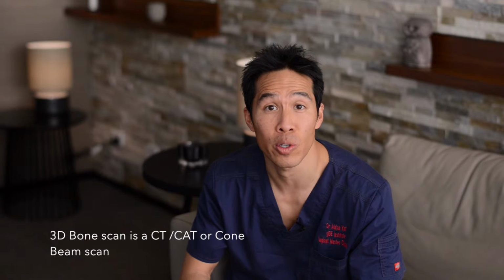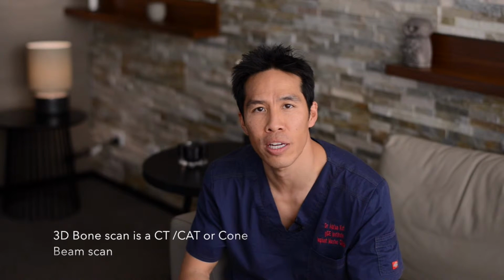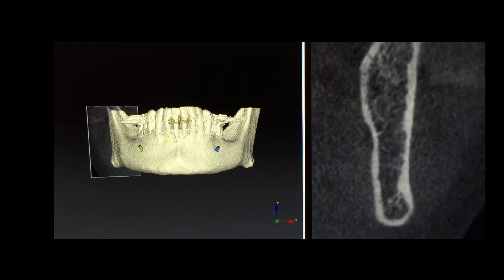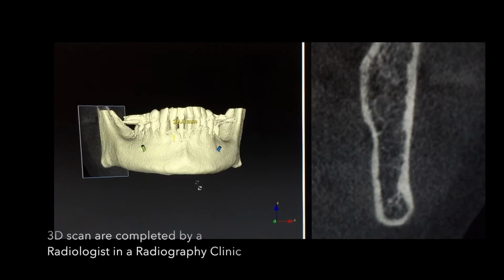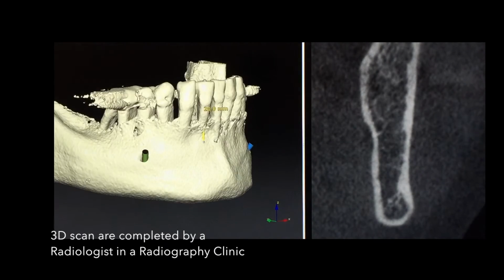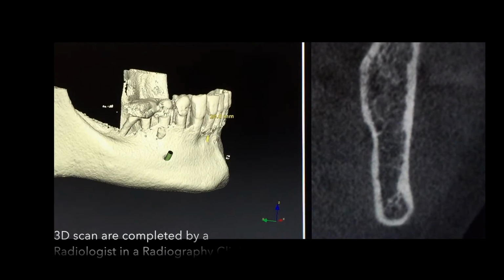So a bone scan is sometimes called a CT, it can be called a CAT scan, and what it is, computerized tomography. They're all basically the same name, whether it's called CT or CAT scan, and what we're talking about here is getting a 3-dimensional scan of the bone and the mouth in order to actually plan things. So the most important thing is that a patient will actually go to a radiographic clinic, and they will get a CT scan back.